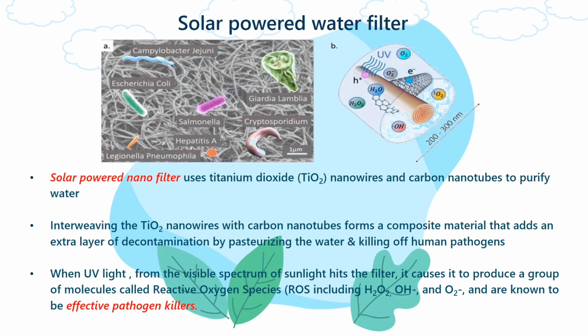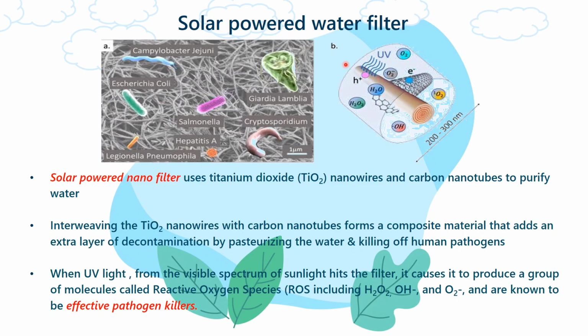The second one I'm going to talk about is solar power water filters. These are nanofilters whose structure is similar to that of solar cells and solar panels. The basic thing we are making here is titanium dioxide nanowires that are being doped with carbon nanotubes. That means we are going to use both carbon nanotubes and titanium dioxide as a filter to remove bacteria or different viruses.